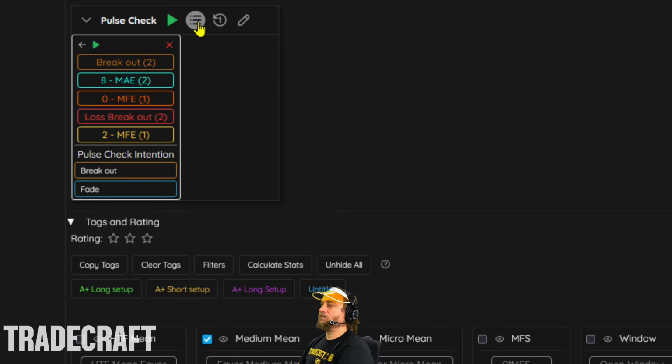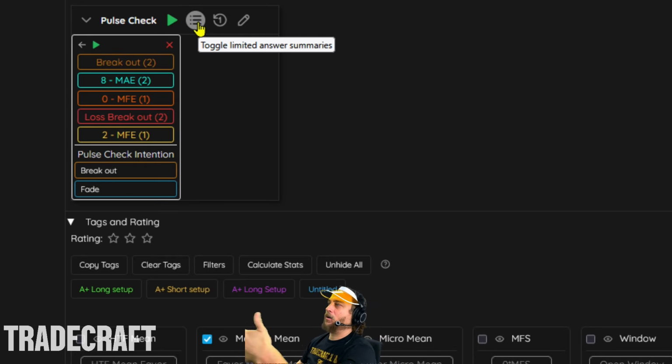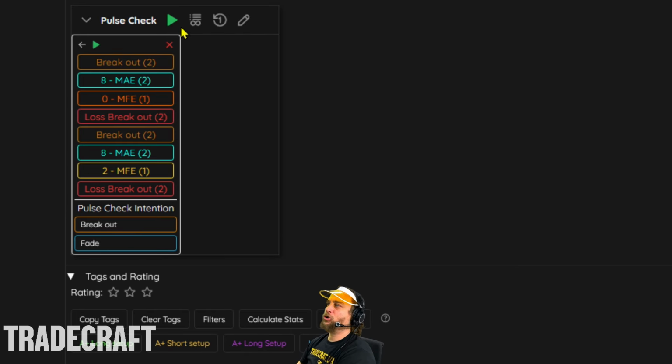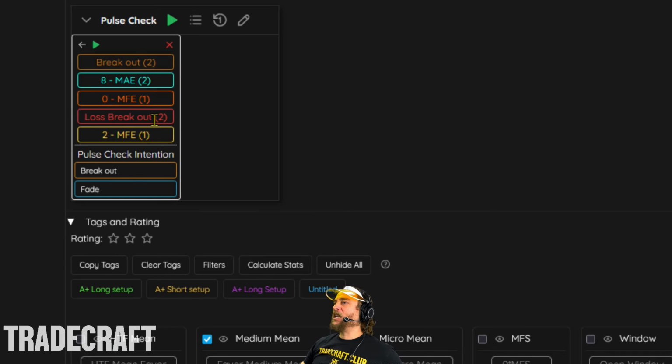Now, there's this tab here. I'm going to hit this. What it's doing is it's building a narrative, and if I expand it, it'll show you the sequence of how I went through the checklist. But since I'm hitting repeating answers, since I hit loss, it's not going to print it twice if this is collapsed. It'll say twice on it.